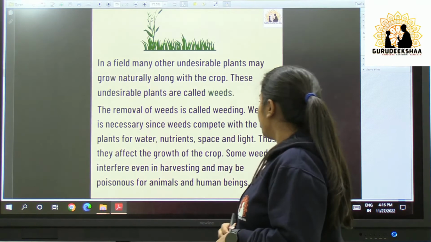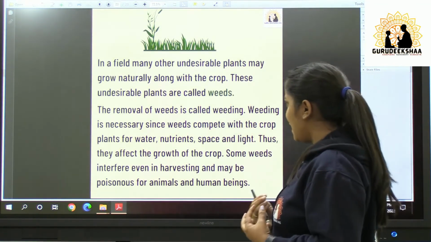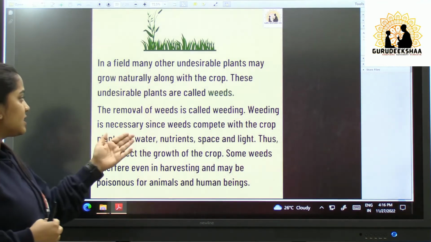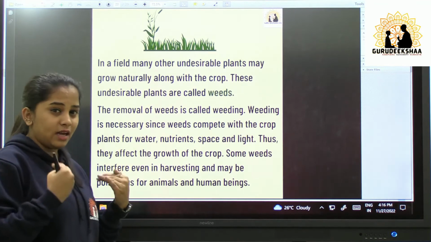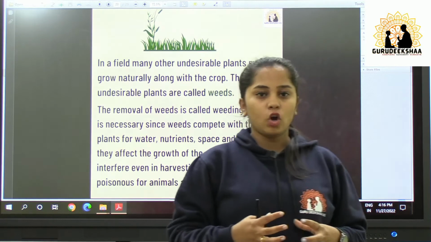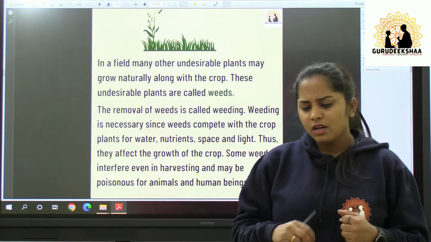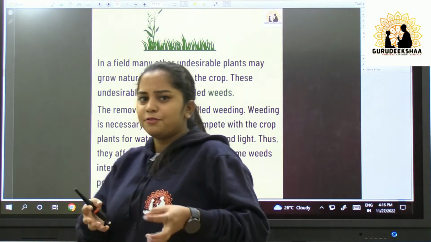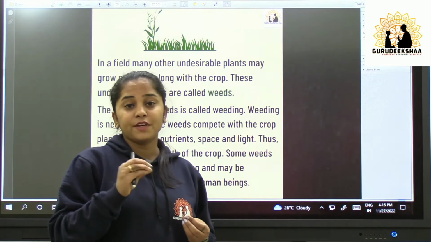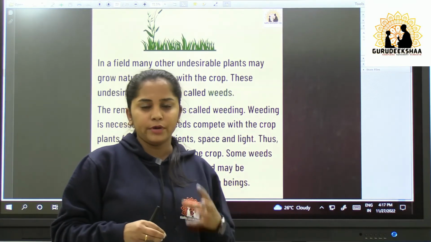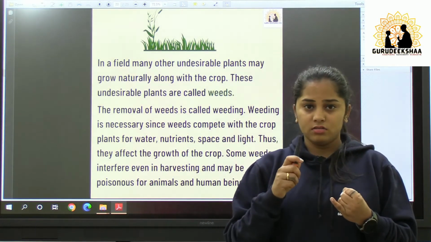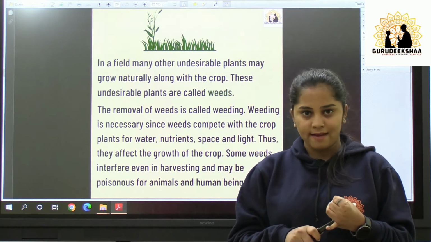So coming to the next slide, undesirable plants may grow naturally along with the main crop. I have told you what weeds are. An unwanted plant grown along with the main crop is called a weed. Why will weeds make a difference to crop production? Yes, they will have a very major effect on crop production. First thing, it is taking up the nutrients which the main crop should have, right?